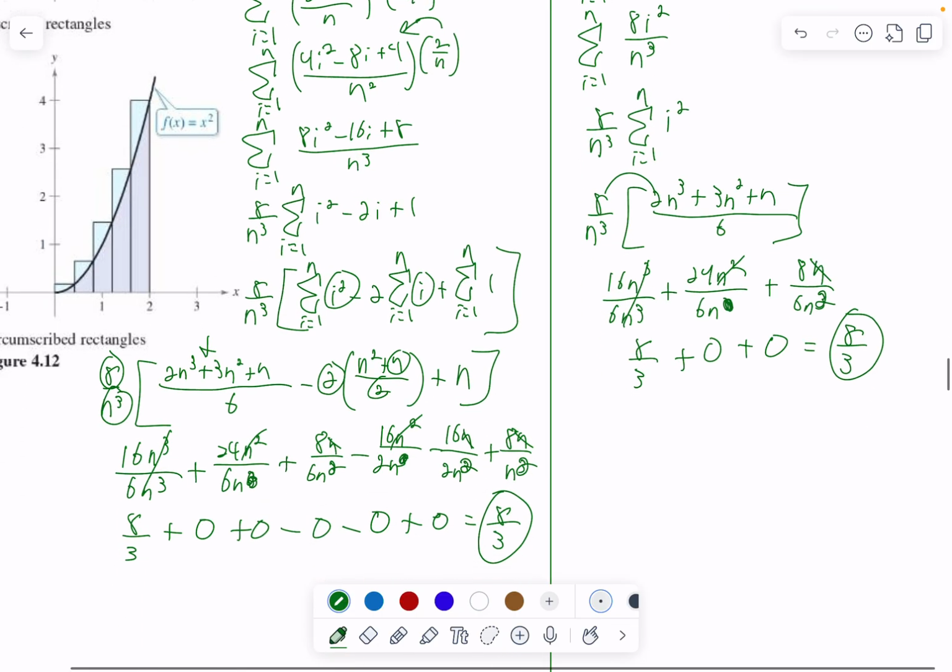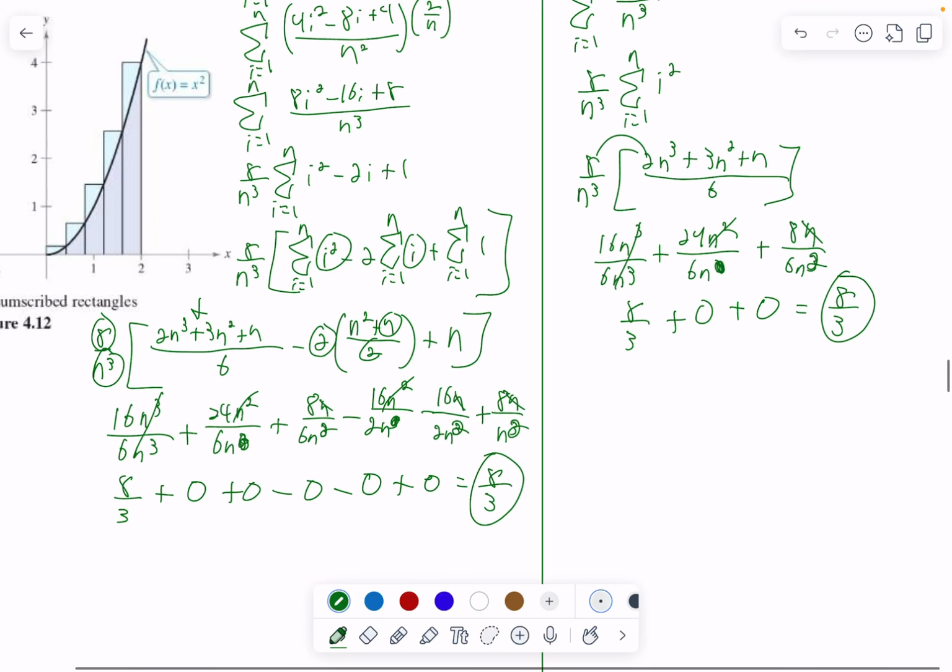So how did I get 8/3 again? Because as the previous page was just talking about, when you take an infinite number of rectangles to get the area under the curve, whether you do the left end or the right end, as n approaches infinity, the exact area of the curve is going to appear. So whether you do left, you're going to get 8/3, or whether you do right, you're going to get 8/3.